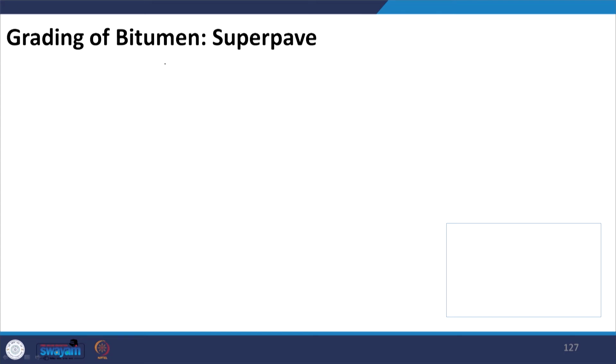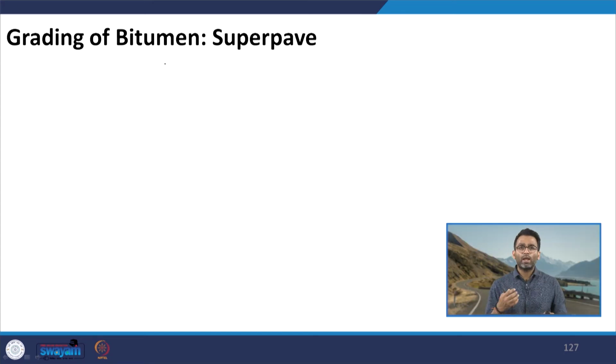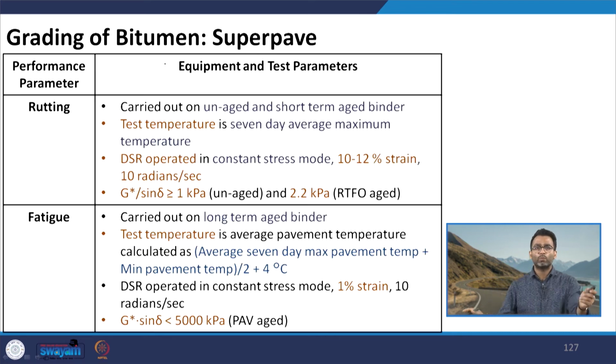Now, let us talk about some of the parameters which are used during the Superpave grading system. So, let us take them one by one. For example, let us look at how the rutting parameter is controlled. Here, for the rutting parameter, the test is carried out, as we have discussed in the previous slide, in unaged and short term aged condition.